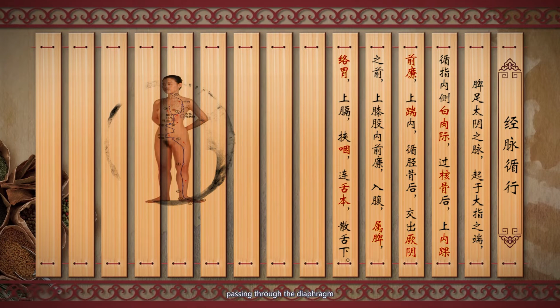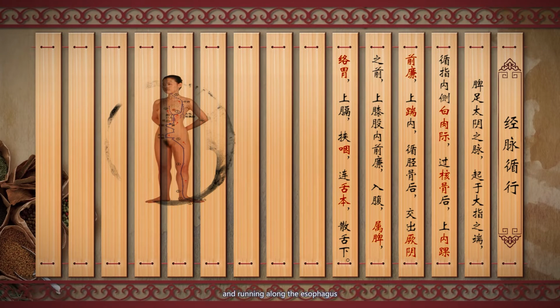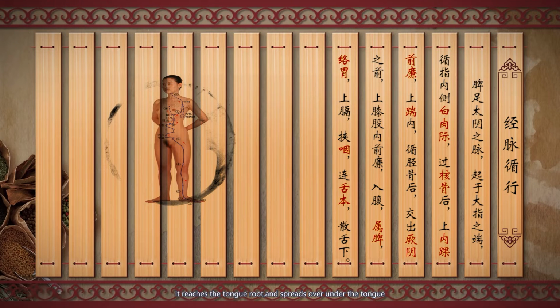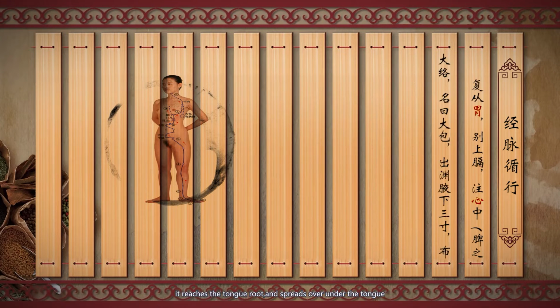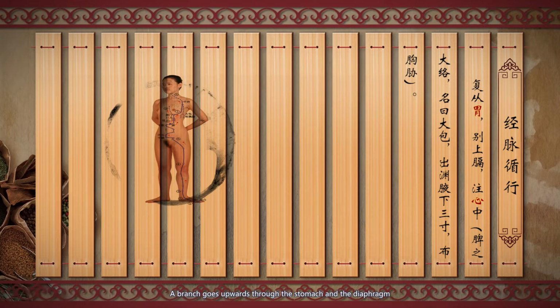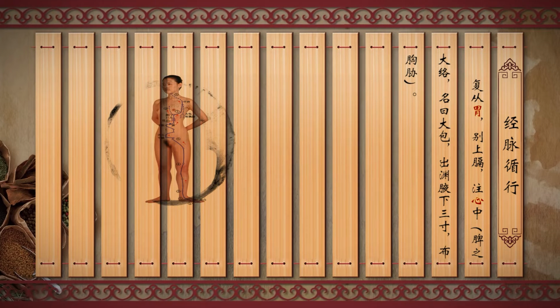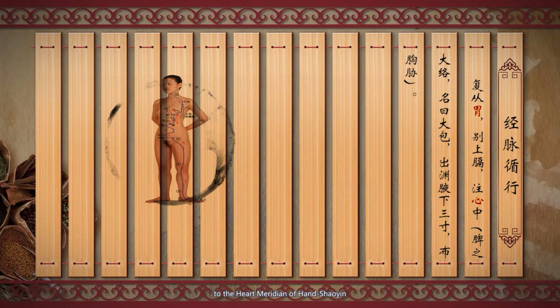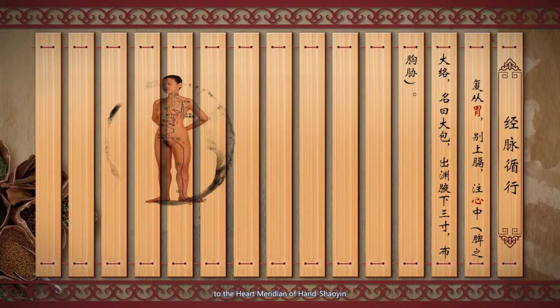Passing through the diaphragm and running along the esophagus, it reaches the tongue root and spreads over the underside of the tongue. A branch goes upwards through the stomach and the diaphragm, flows into the heart, and hands over the meridian qi to the heart meridian of hand Shaoyin.